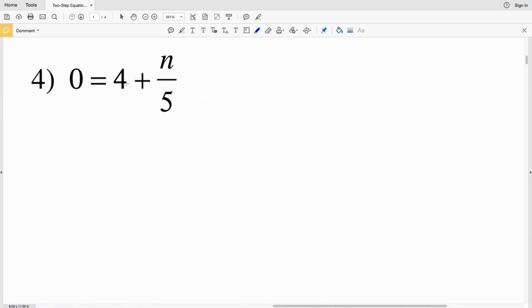0 is equivalent to 4 plus n over 5. I'm going to start by subtracting 4 from both sides. 0 minus 4 is a negative 4. 4 minus 4 is 0. So we're going to be left with 0 plus n over 5. So this is negative 4 is equal to n over 5.